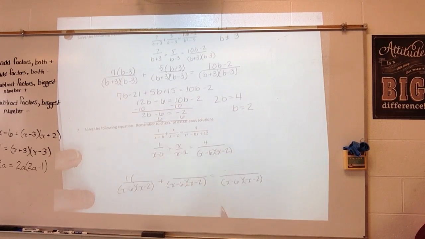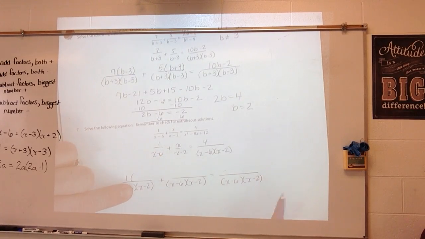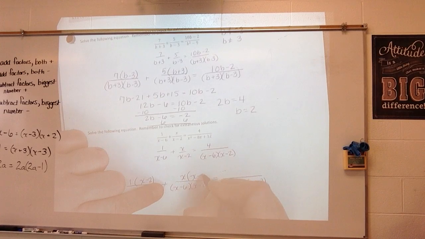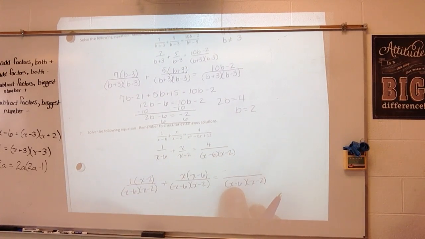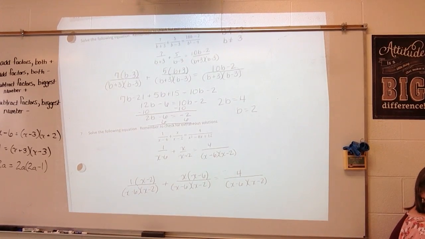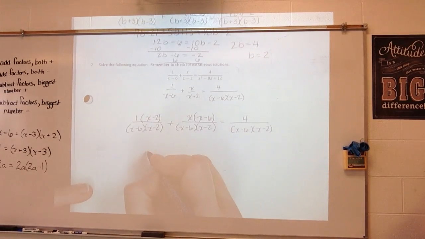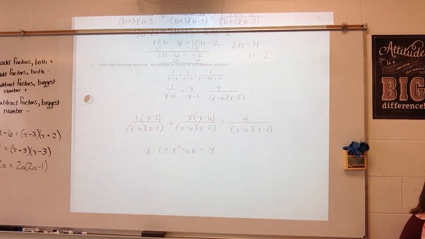Alright, so 1, I have x minus 6, so I've got to multiply it times x minus 2. X, I have x minus 2, so I need to multiply that times x minus 6. And this one's not going to change because I already have everything in the denominator. So let's go ahead. I get x minus 2 plus x squared minus 6x is equal to 4.